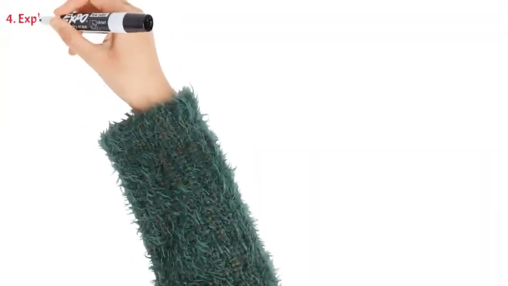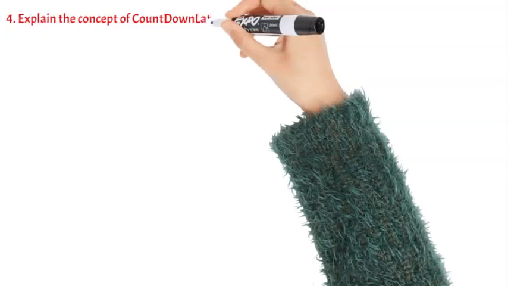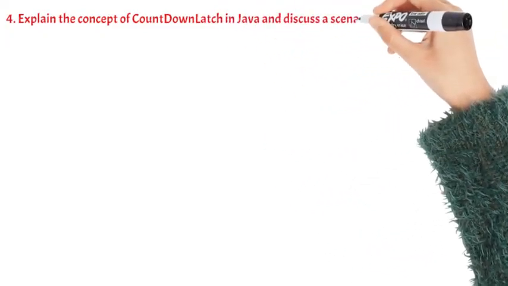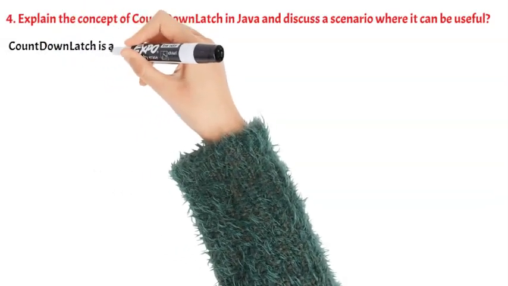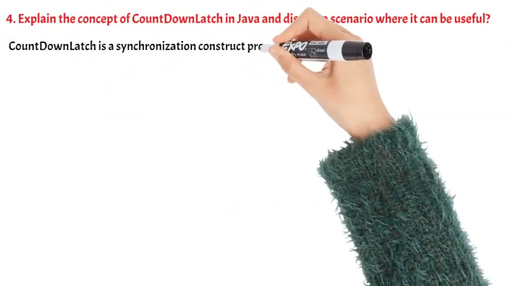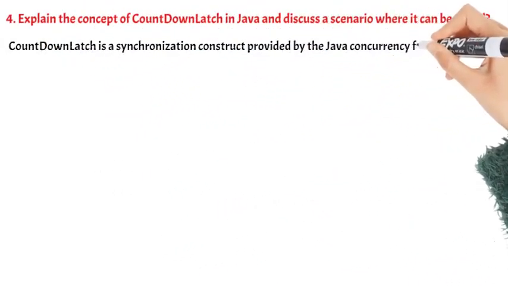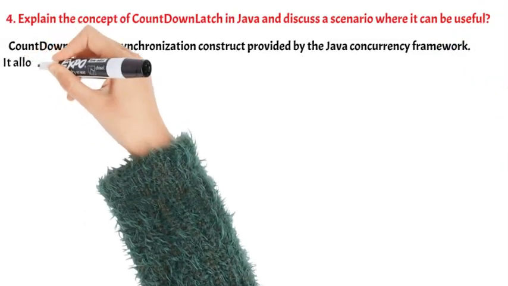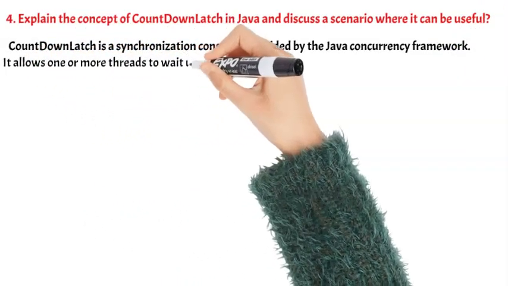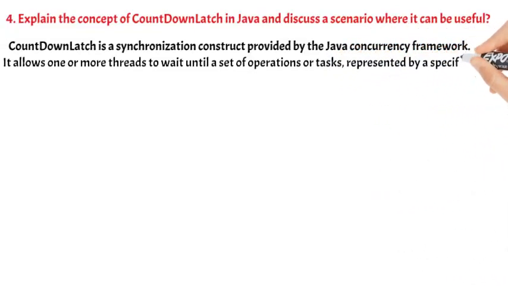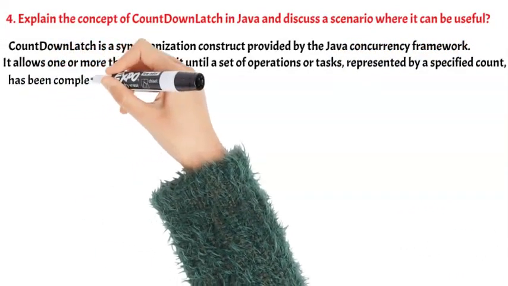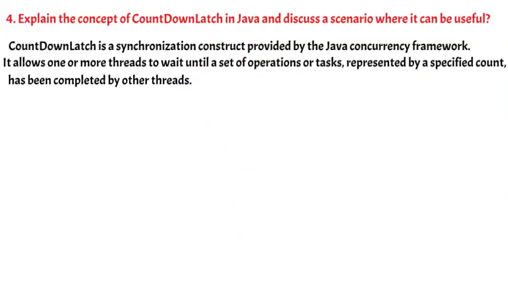4. Explain the concept of CountDownLatch in Java and discuss a scenario where it can be useful. CountDownLatch is a synchronization construct provided by the Java concurrency framework. It allows one or more threads to wait until a set of operations or tasks, represented by a specified count, has been completed by other threads.